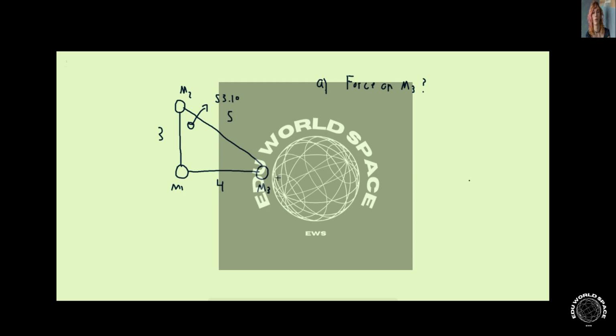So we want to find the force on m3. So we'll do this in x and y components, and then we'll combine them to get the net force, and we can also find the angle. So we'll start with the x force. So it's going to be the gravitational constant G times m3, and then we'll have forces from m1 and forces from m2. So for m1, that one's easy because it's right along the x-axis.